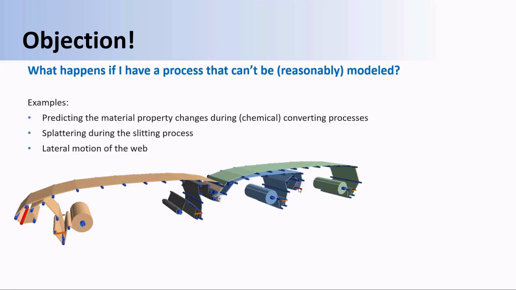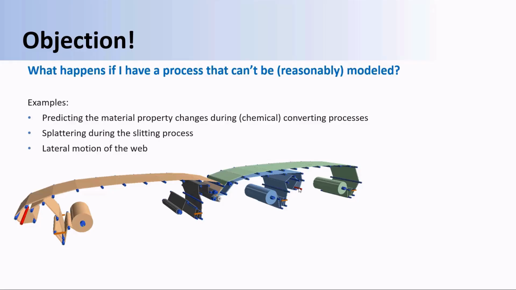Now, a common objection, and a fair objection at this point, is what happens if you can't reasonably model some portion of the system. So I've got some examples. If you've got a web that's going through a bath, MapleSim software won't predict how the chemicals in the bath are affecting the web and how they're going to change Young's modulus as it comes out. We're not going to predict that. We can model different Young's modulus, different materials going through a system, but not predict how your chemical process will affect it.